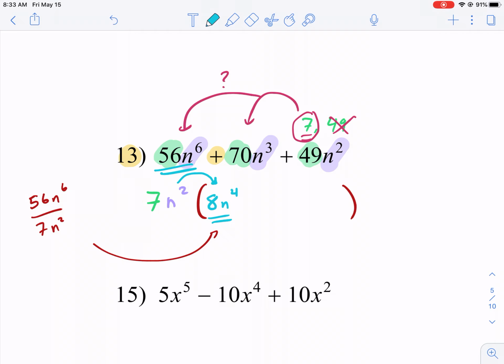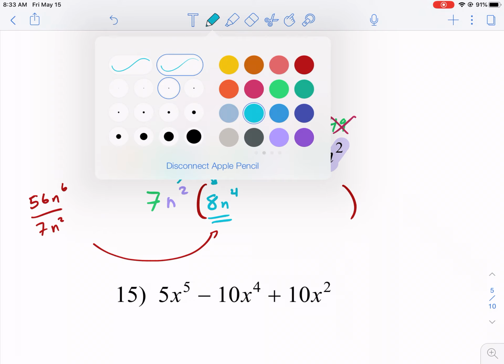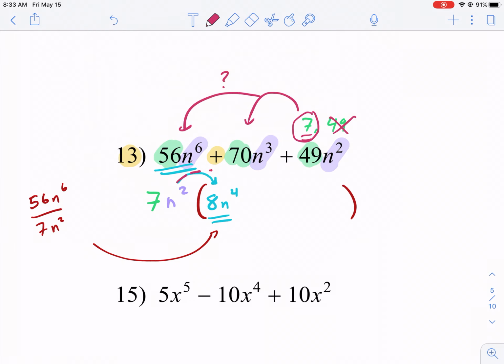So now I think to myself, let's change color, let's do this pink. 7n squared times something, it's going to be a plus because it's plus, times something gives me 70n cubed. Well, it's going to be 10 because 7 times 10 gives me 70. And then it's going to be n to the 1st, or just n, because n squared times n gives me n cubed. So now I'm done with my second one, because what times 7n squared gives me 70n cubed, and that is 10n.